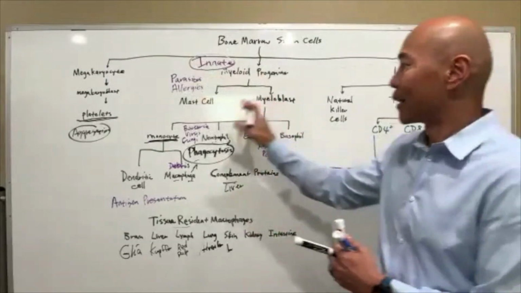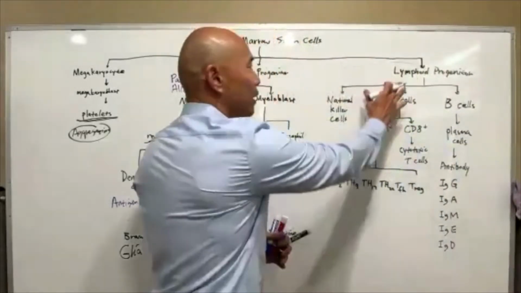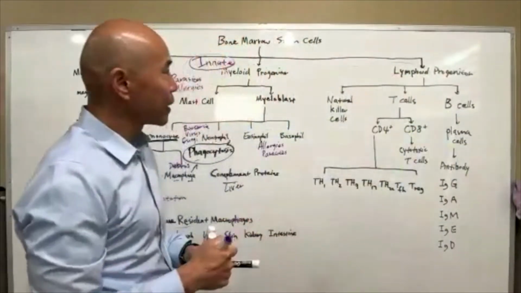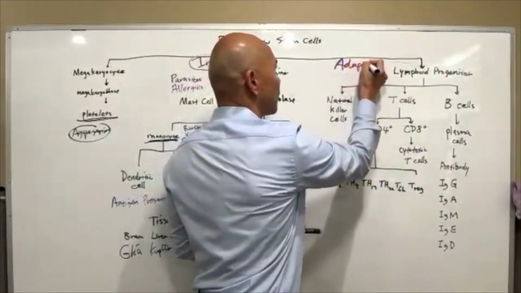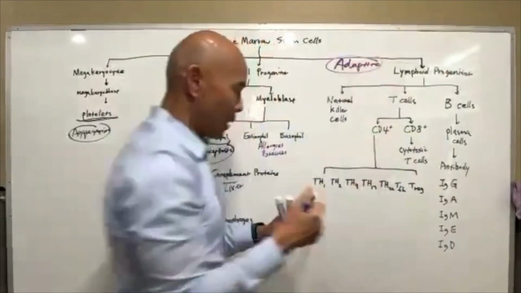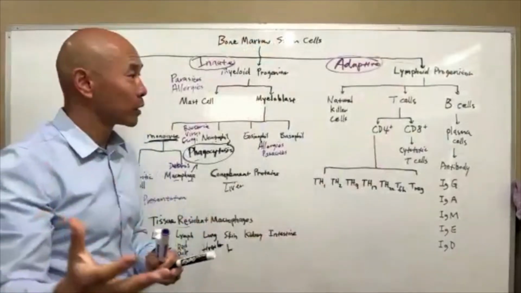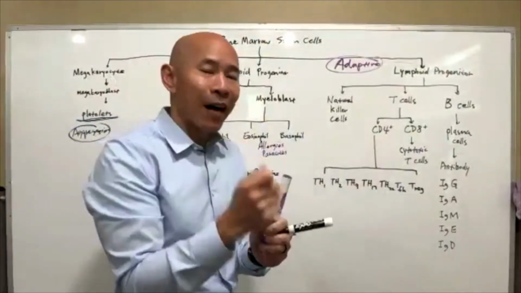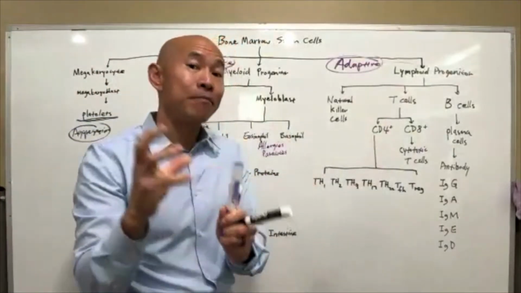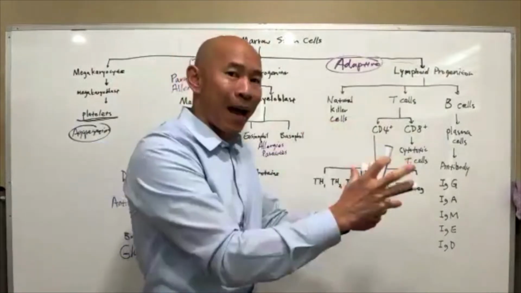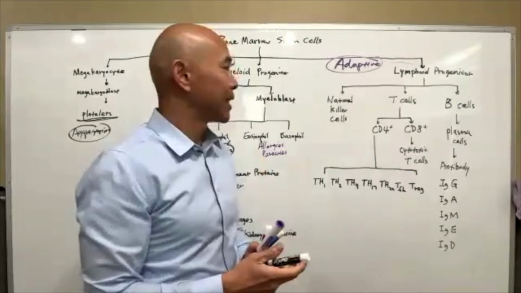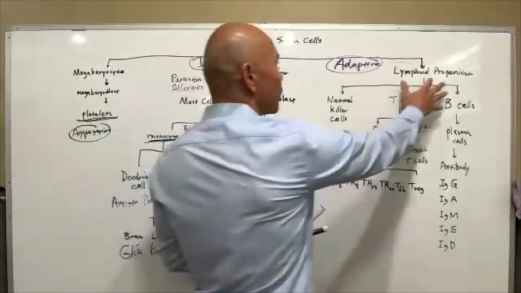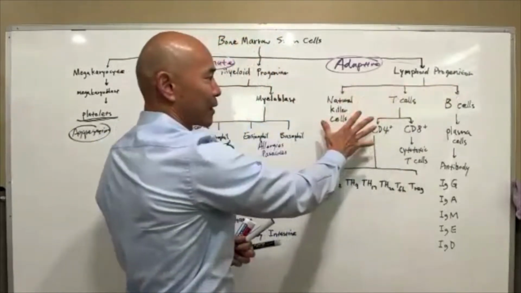Okay. Now, on the other side, we have the lymphoid progenitor. These immune cells are involved in what's called adaptive immunity. Adaptive immunity means your immune system can actually identify a specific pathogen and make a memory cell against that pathogen. So in the future, when you come upon it again, you're ready to attack the pathogen. These lymphoid progenitors can turn into various different kinds of cells.